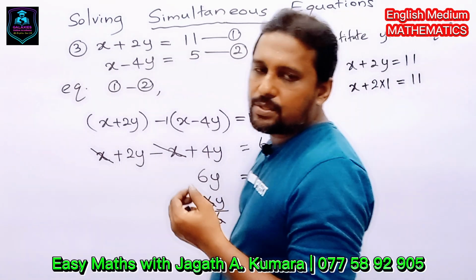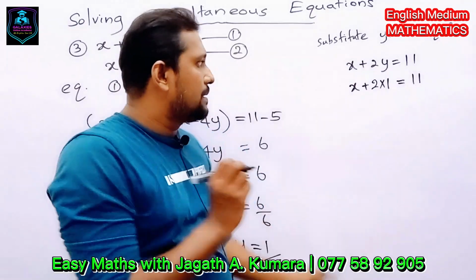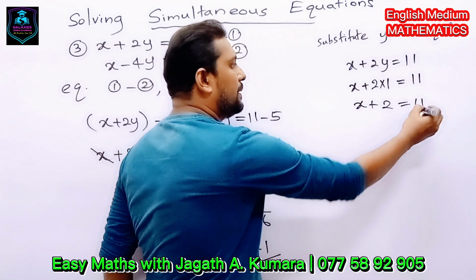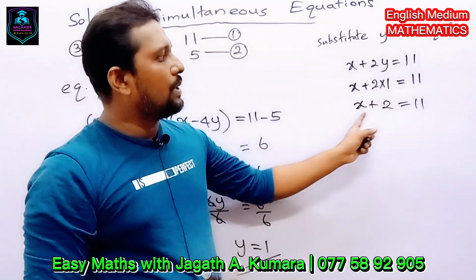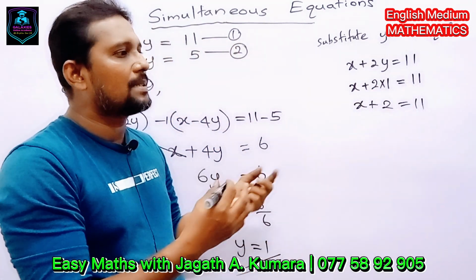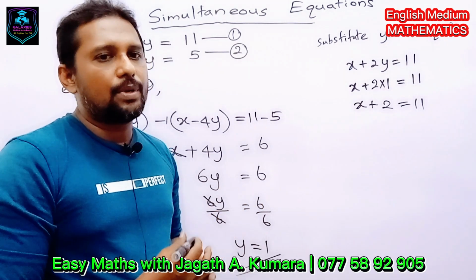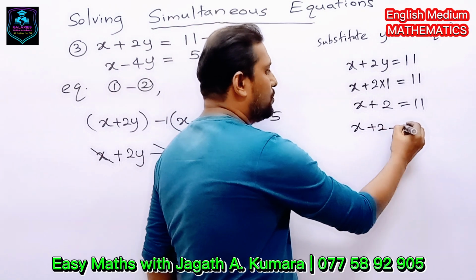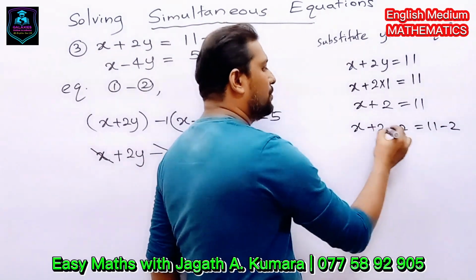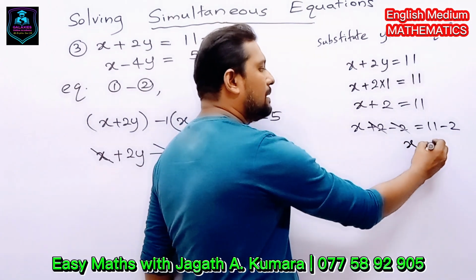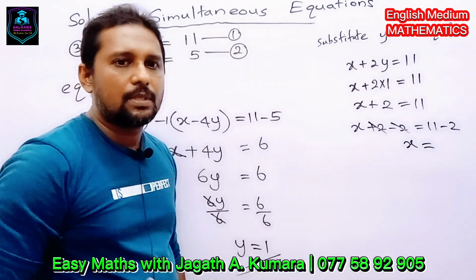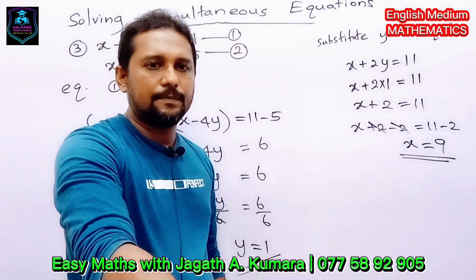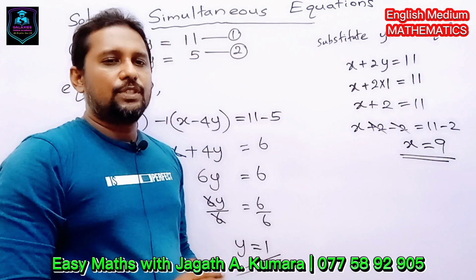Then you can solve x. 2 times 1 is 2. x plus 2 equal 11. Then this plus 2 you have to remove from this side. To remove plus 2, what you have to do, both sides you have to put minus 2. x plus 2 minus 2 equal 11 minus 2. Plus 2 minus 2 cancel. x equal 11 minus 2, 9. So x is 9.